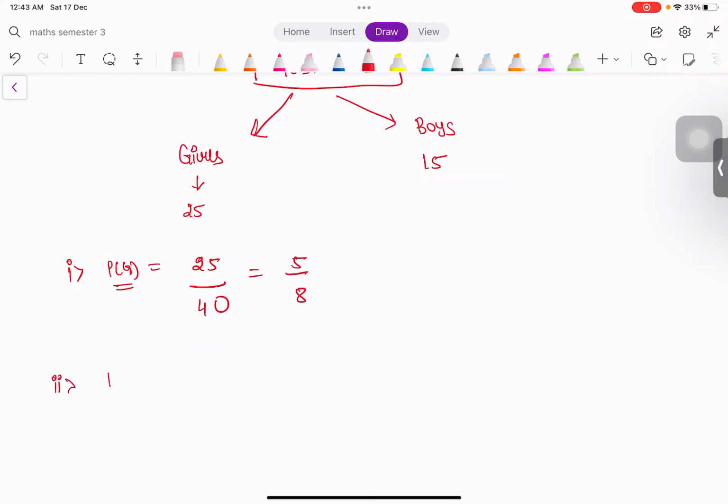और प्रोबेबिलिटी ऑफ बॉयज का क्या हो जाएगा. टोटल फेवरेबल आउटकम्स कितने हैं 15. 15 बॉयज हैं तो 15 में से किसी का नाम आएगा. टोटल नंबर ऑफ आउटकम्स कितने हैं 40. तो 3/8 इज योर आंसर.